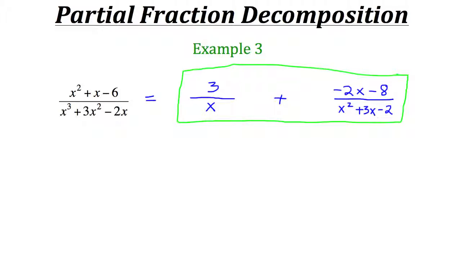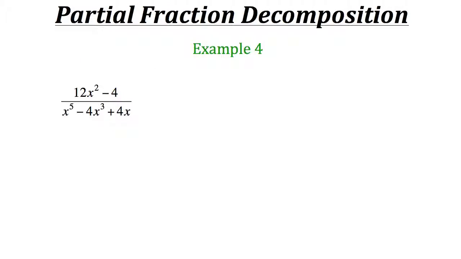Now let's take a look at one more example and how to set it up. So for this one, we have 12x squared minus 4 all over x to the 5th minus 4x cubed plus 4x. Now just like before, we need to find the factors in the denominator. So the first thing we could do is pull an x out of each of the terms, which leaves us with x to the 4th minus 4x squared plus 4.